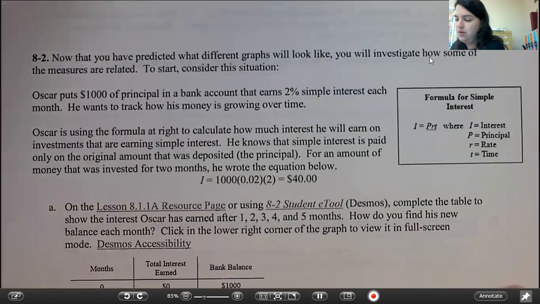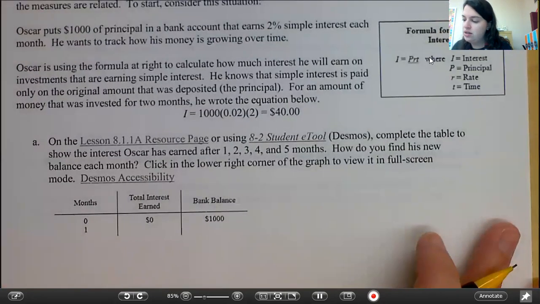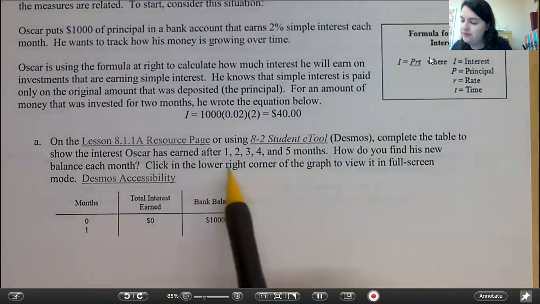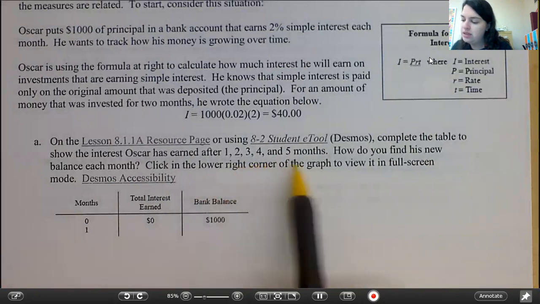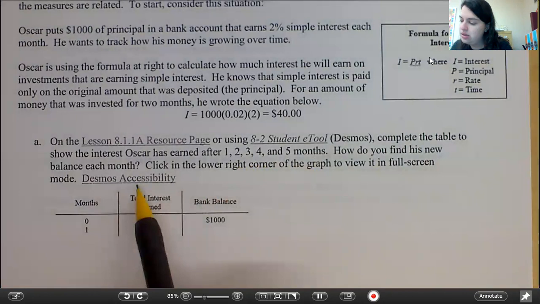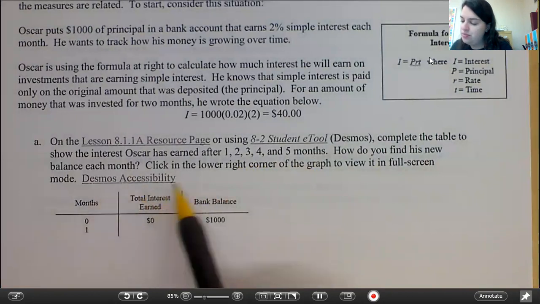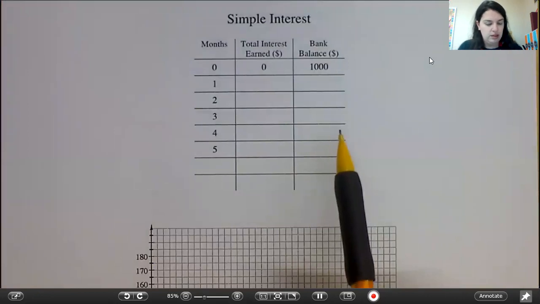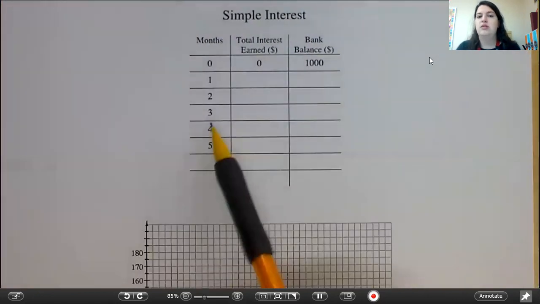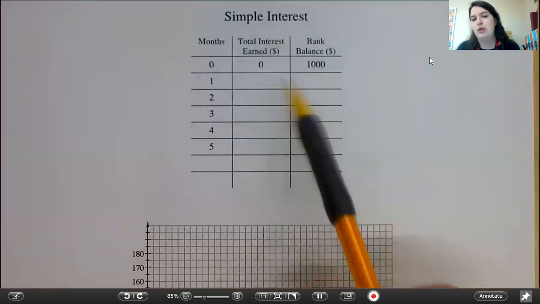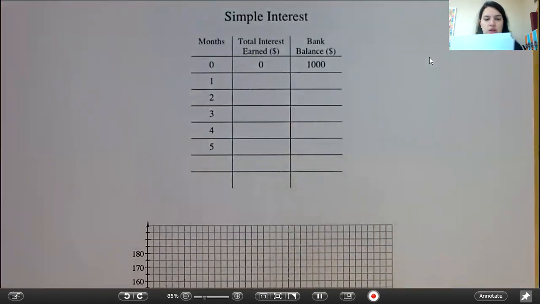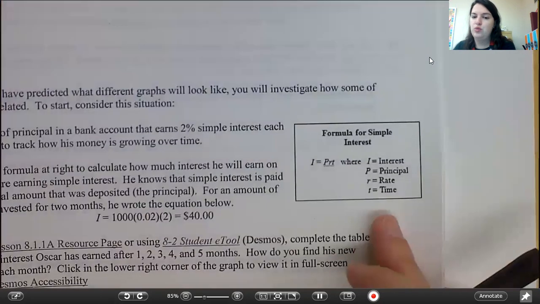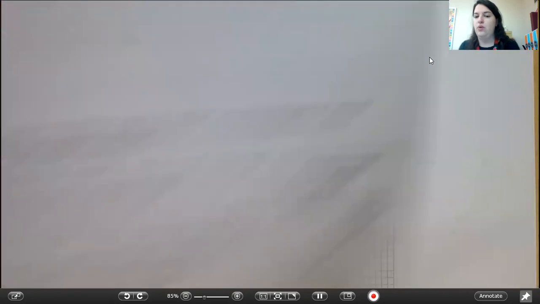A. On the lesson 8.1.1 A resource page, complete the table to show the interest Oscar had earned after 1, 2, 3, 4, and 5 months. How do you find his new balance each month? So I'm going to have you flip to the resource page. And they already did 0 months for you. Obviously, because it's 0 months, 0 interest, you put $1,000 in the bank. I would like you to finish filling out this table. Make sure that you are using your formula I equals PRT. So go ahead and work on that for a minute.